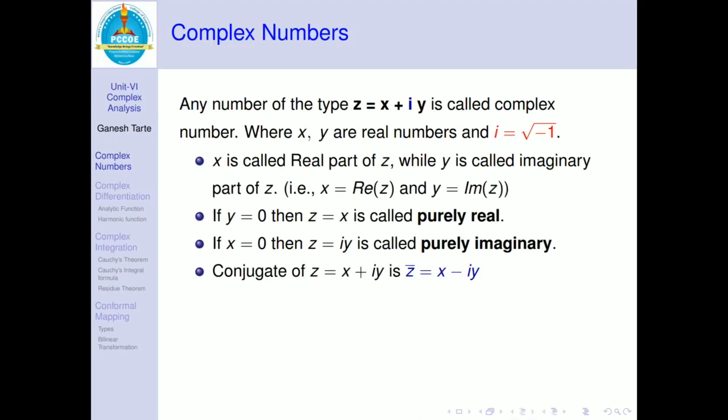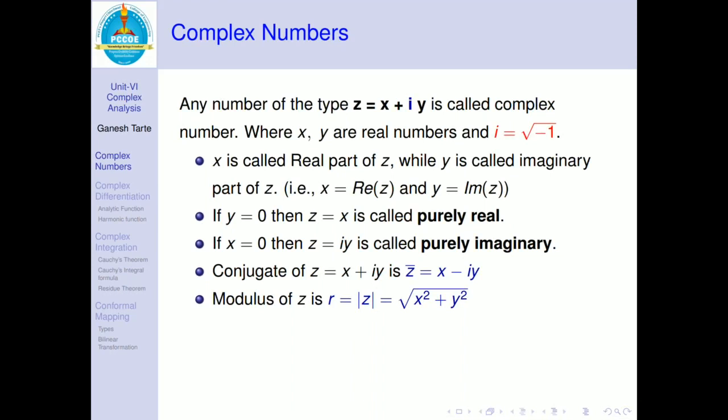If z equals x plus iy is a given complex number, then its conjugate is denoted by z bar and it is given by x minus iy. That means we just interchange the sign of the imaginary part. Then if z is again a complex number x plus iy, then mod of z is denoted by either mod z or r, and it is given by square root of x square plus y square, that is, square root of real part square plus imaginary part square.